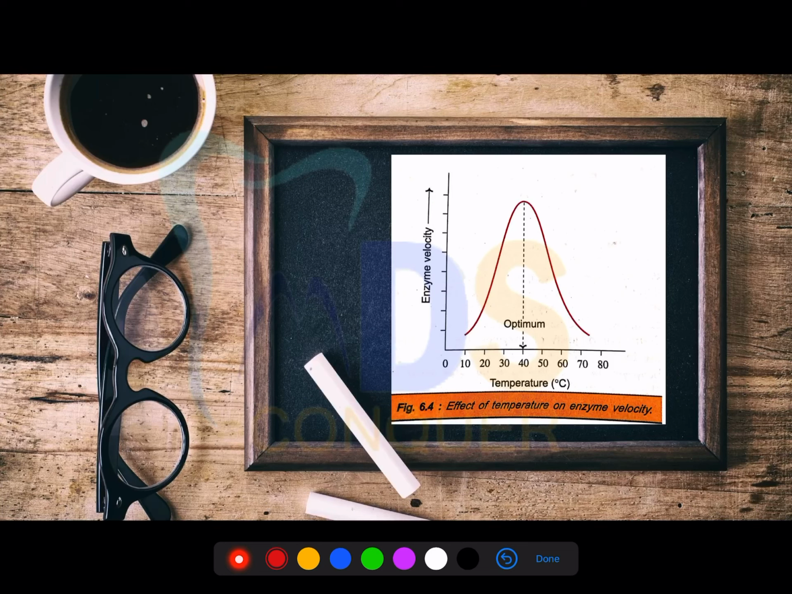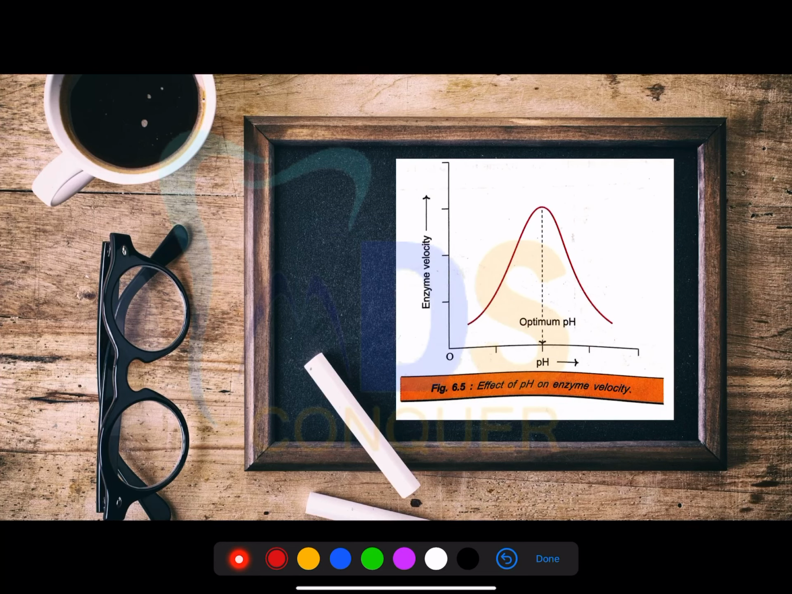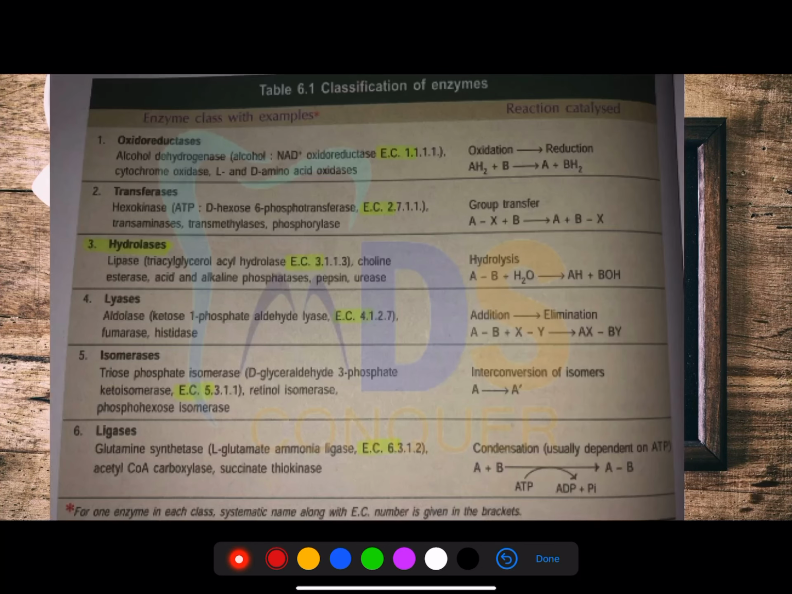First, the important factor is temperature. As temperature increases, the velocity of the enzyme increases up to an optimum level, something around 40 degrees, and then decreases. This is a bell-shaped curve. The next one is the pH. As the pH increases, the velocity increases and then it drops. This is also bell-shaped.